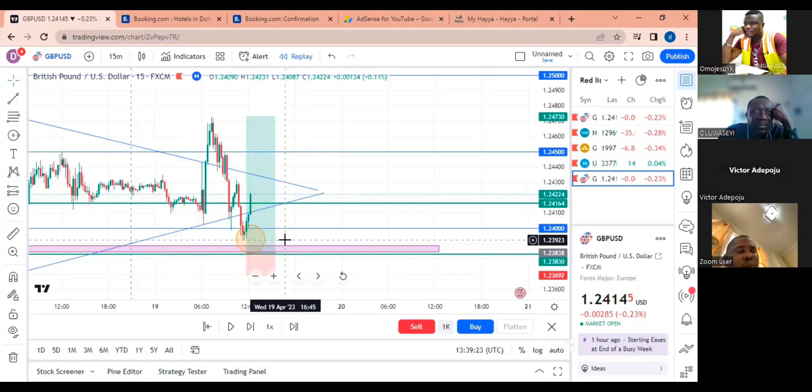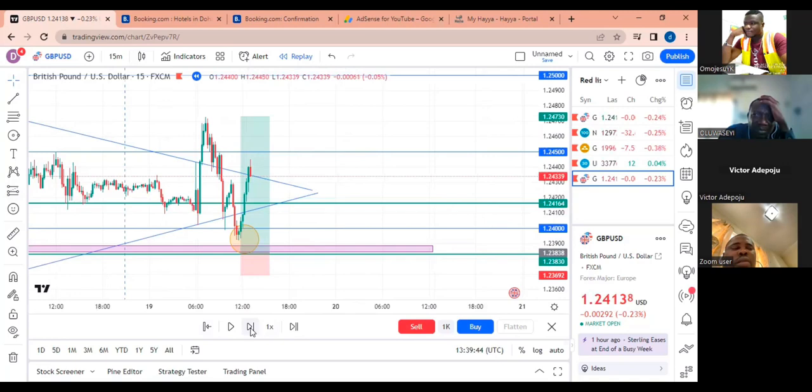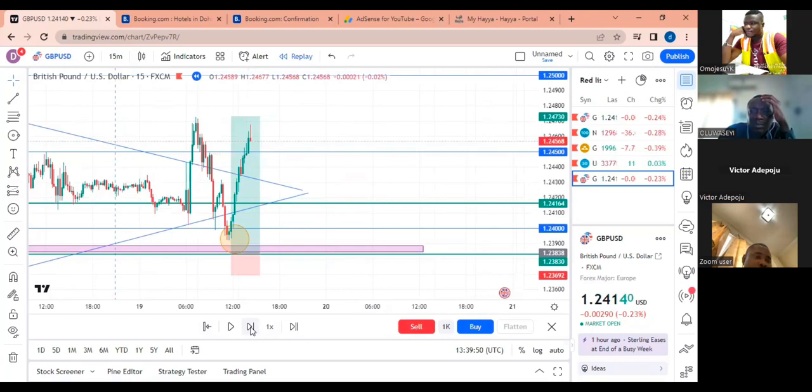So I'll be buying from here. Then I'll be expecting my take profit just at the peak here. Let's see, I think I dropped this particular trade on the group on Wednesday. So there we go. I'll just take my profit here.